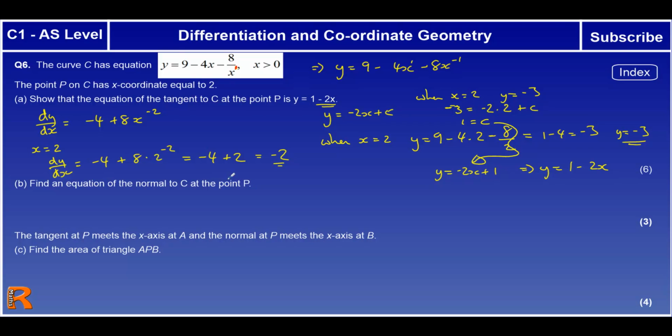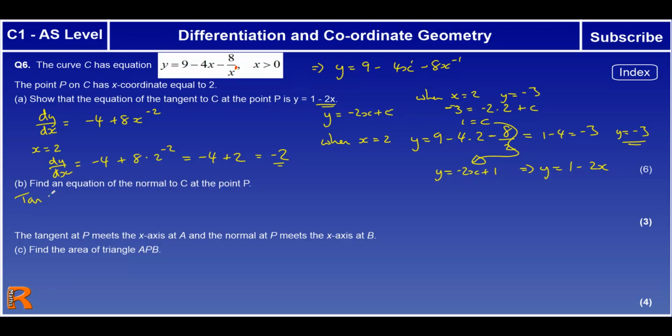So find an equation of the normal to C at the point P. So this is the tangent. The tangent has a gradient of minus 2. So the tangent, let's write that so we can read it.